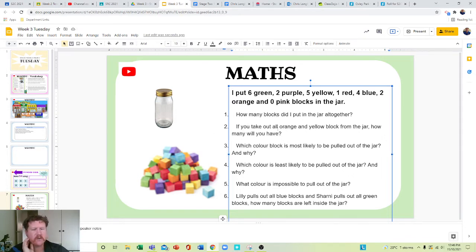Question 2. If you take out all orange and yellow blocks from the jar, how many will you have? So that first one's an addition question. Using that answer, you have to do this one as a subtraction question. So subtract those, the yellow and the orange blocks from this answer.